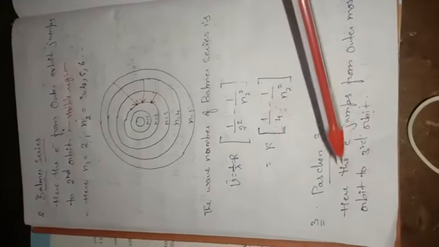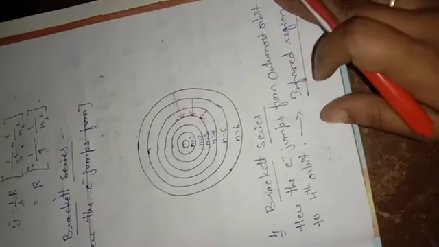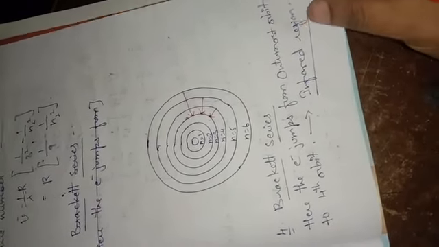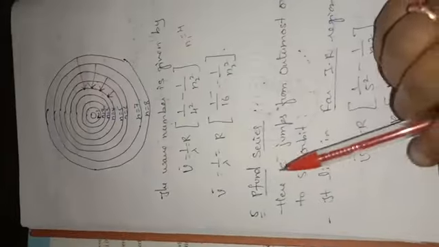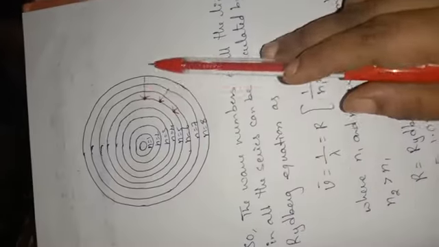And the next one is Paschen series. The third one is Paschen series, where the electron jumps from the outermost orbit to the third orbit. And the fourth one is Brackett series. Here the electron jumps from the outermost orbit to the fourth orbit. And the last one is Pfund series. Here the electron jumps from the outermost orbit to the fifth orbit.